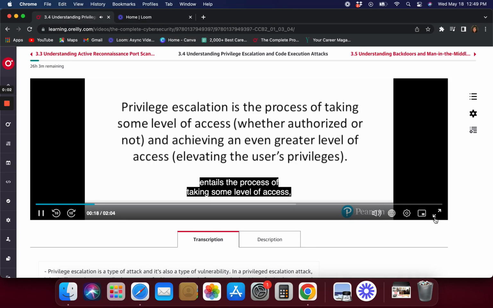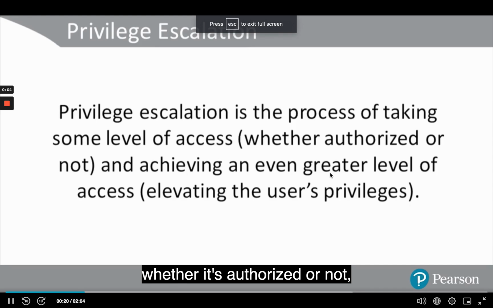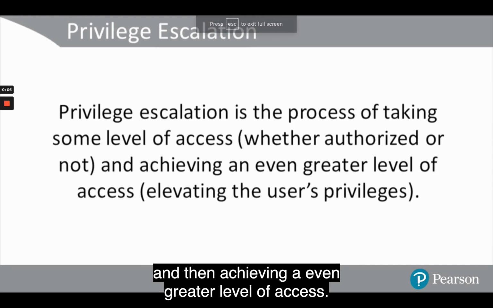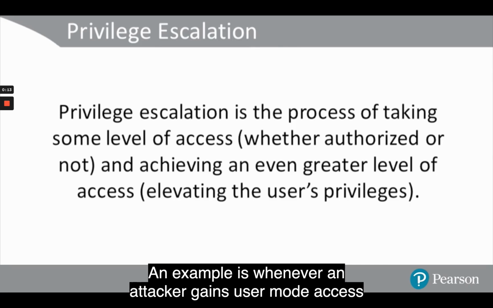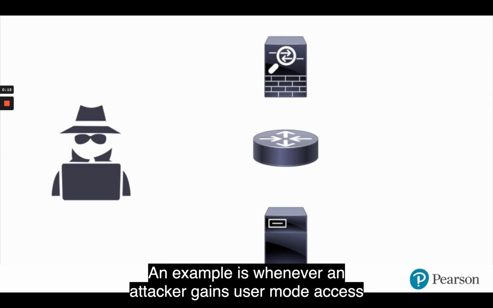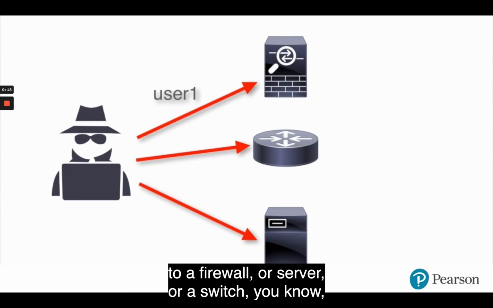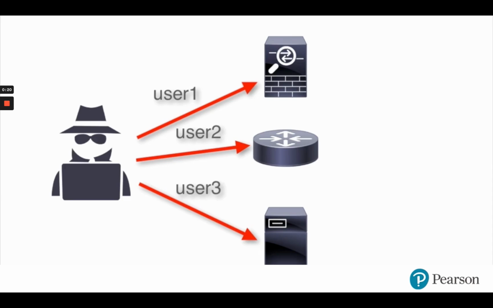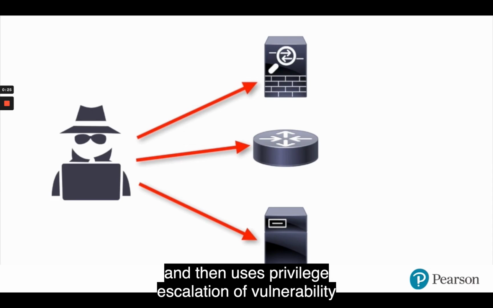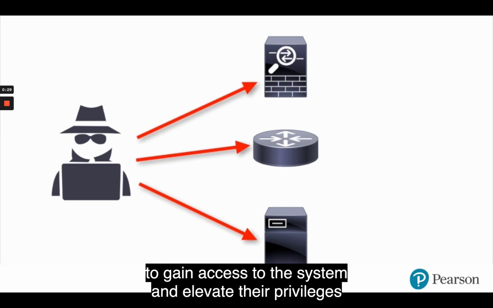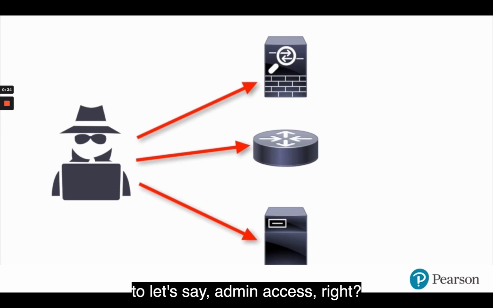entails the process of taking some level of access, whether it's authorized or not, and then achieving an even greater level of access, subsequently elevating the user's privileges. An example is whenever an attacker gains user mode access to a firewall or a server or a switch, or a router or any infrastructure device, and then uses a privilege escalation vulnerability to gain access to the system and elevate their privileges to, let's say, admin access, right?